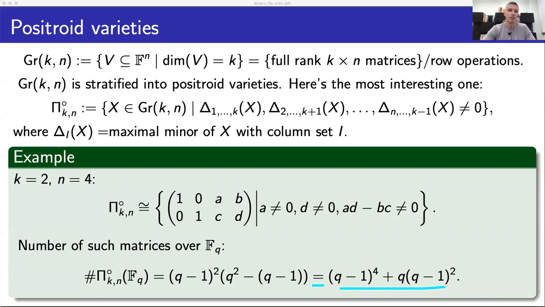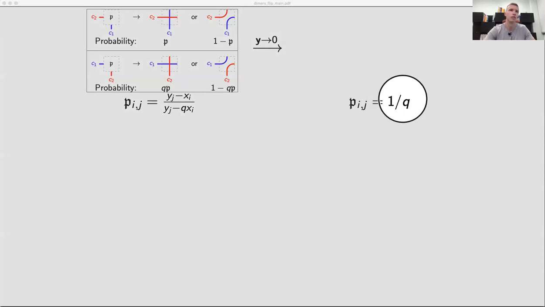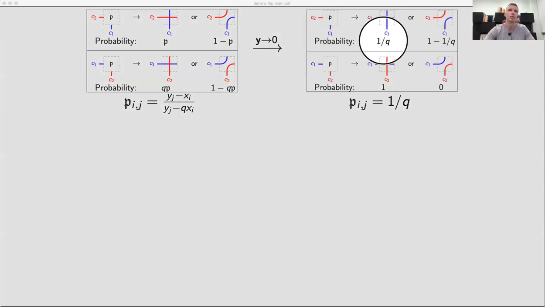Now let me go back. I'm done with Positroid varieties for now. Let me go back to the six-vertex model. And then here, what I'm going to try to do is send all the y variables to 0. And if I send all the y variables to 0, what's going to happen is that the y's here are going to get sent to 0. And so the spectral parameter is going to be just equal to 1 over q in the limit. And therefore, all these 4 probabilities are going to be 1 over q, 1 minus 1 over q, 1 and 0.